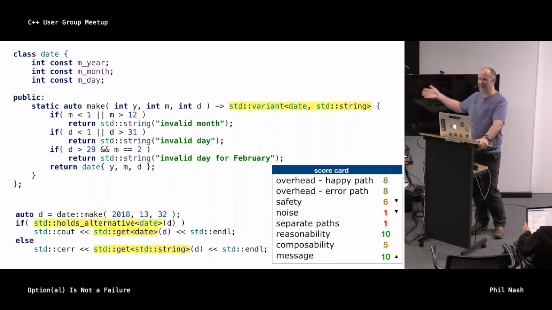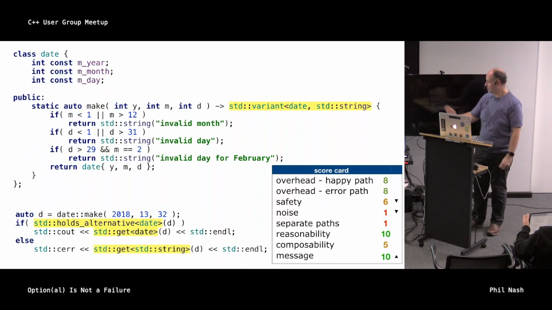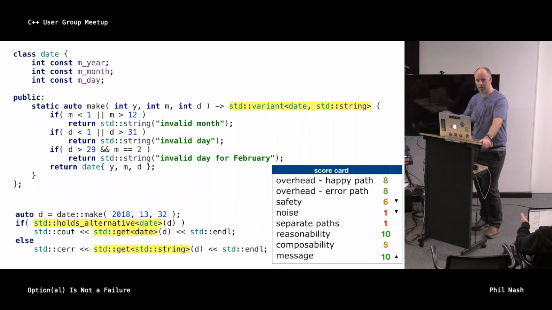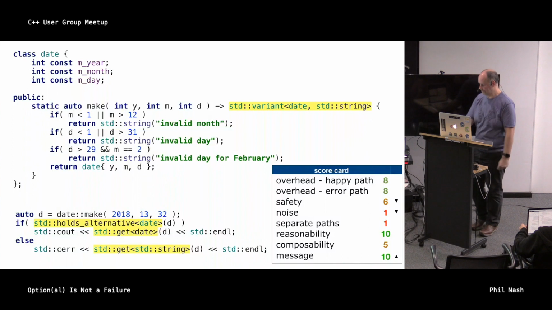So we can see that safety is down a bit. It's going to take a hit just because it's harder to use, I think, because there's just so much syntax in there. Definitely very noisy. I put the lowest possible score for that. No separation of paths because we haven't solved the control flow issue, but we do get our message score up a bit. In fact, we've got a perfect score for message. We can put whatever type we like in there. So there's something here, but we're trading off again.